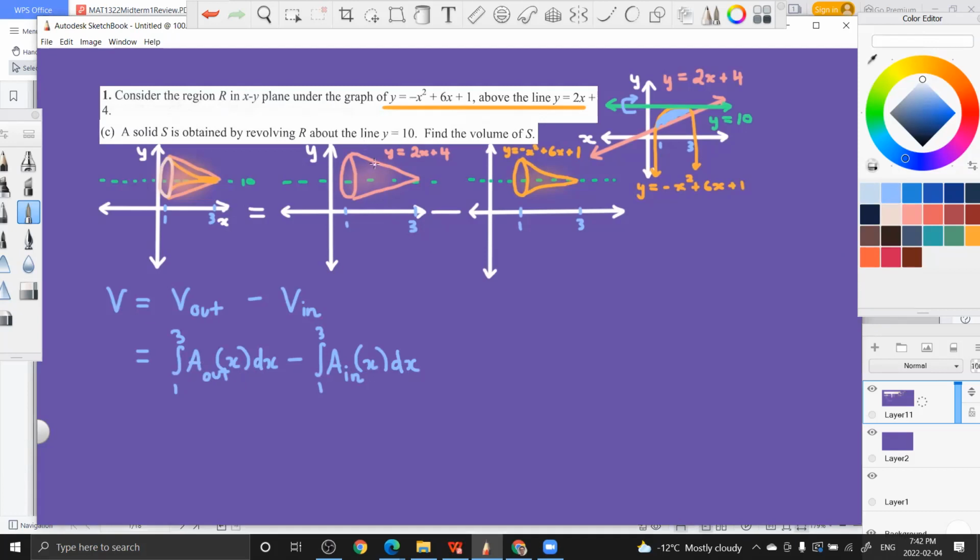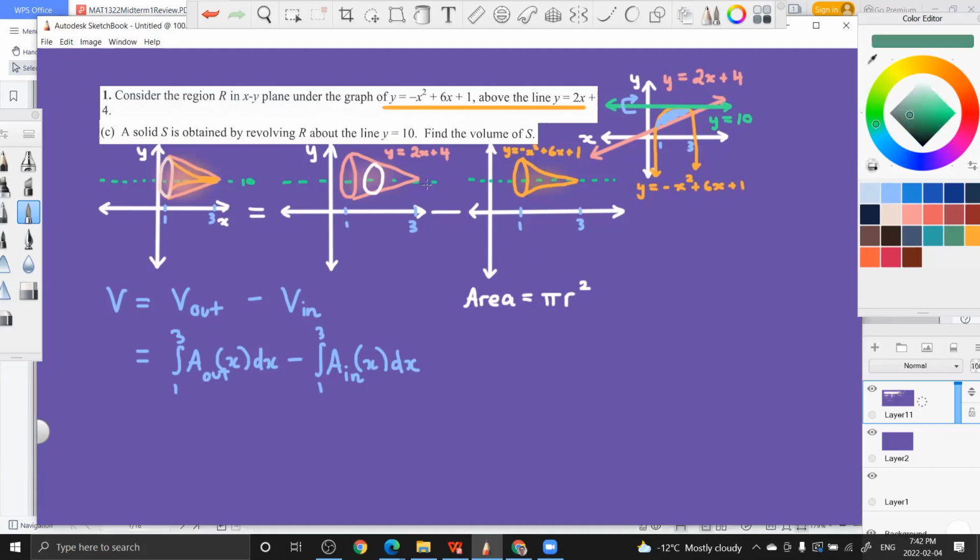So what is the cross section of both of these solids? Is it going to be a rectangle or a circle? It's going to be a circle, that's right. The cross section is going to be a circle. So what is the area of a circle? Well, the area of a circle is pi times the radius to the power of 2. So all we have to do is find the radius and put it into the area.